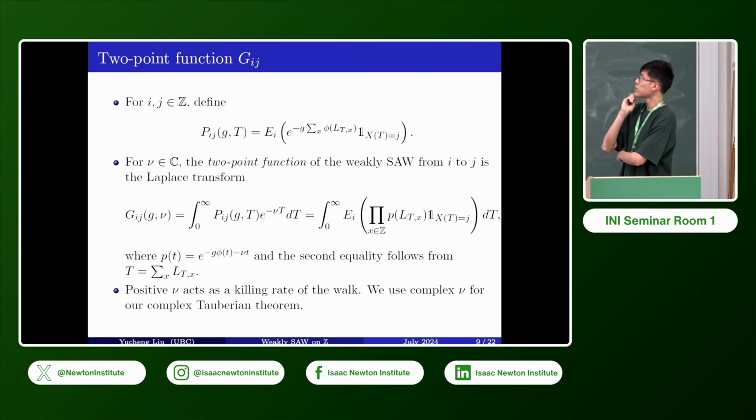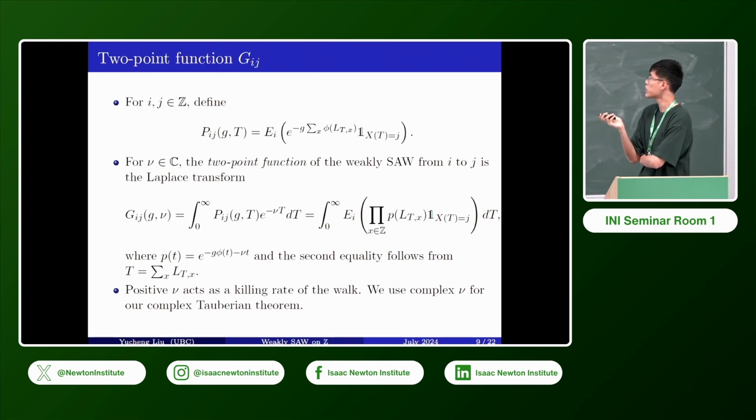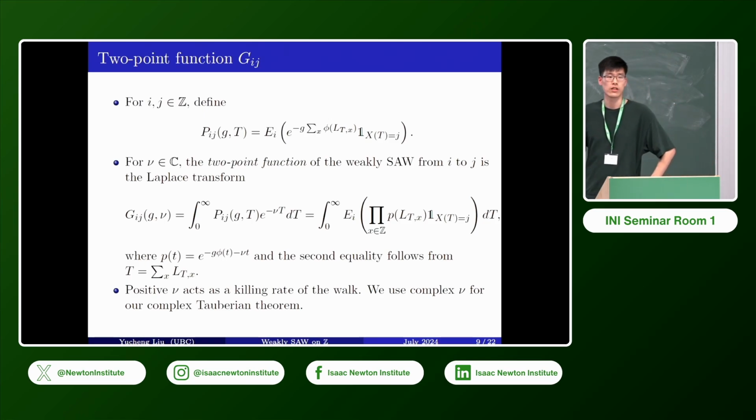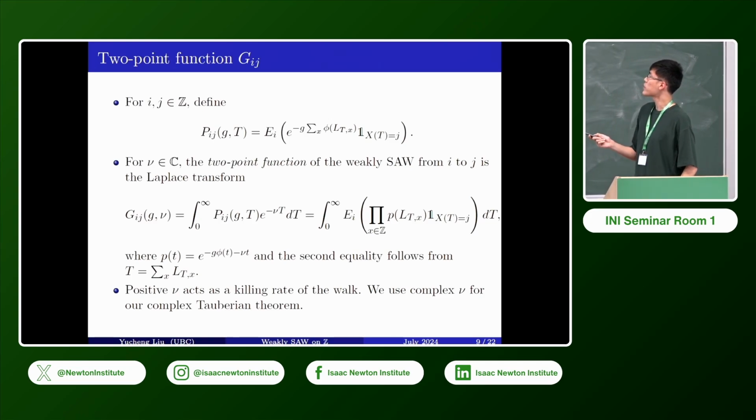Here, positive nu will act like a killing rate for the walk. But what we use is actually complex nu, and they will have real parts that are negative, just to cancel out some parts of the self-intersections, and that will actually show the critical behavior. And we also need nu to be complex because our Tauberian theorem is a complex one. But this is really a technical restriction on nu. For this model, it's very nicely dominated by the real part of nu, so the complex part is not really a problem. If you put a complex nu here, it quickly drops out if you take the absolute value. It's just dominated by the real nu.